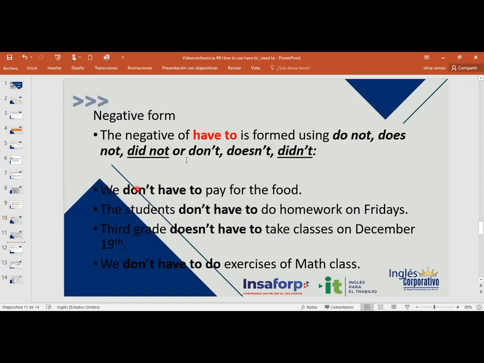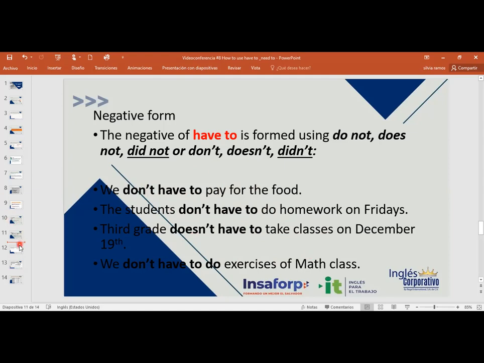Right? Let's take a look at the negative, right? Like I said, you can use also other auxiliaries. Do not, does not, did not, es para pasado, al igual que didn't, no lo vamos a utilizar en este módulo, sino que vamos a utilizar las formas del simple present. Okay? We don't have to pay for the food. The students don't have to do homework on Friday. Third grade doesn't have to take classes on December 19th. We don't have to do exercises of math class. That will be my examples.